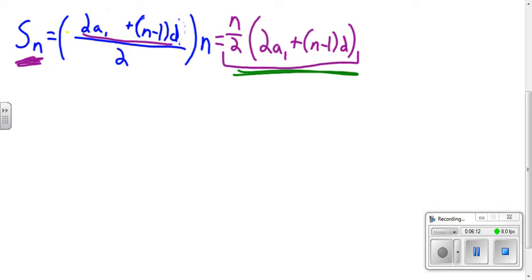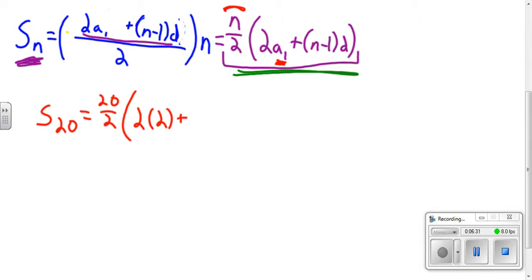So we would say that s sub 20, because we want the first 20 of them, equals n over 2, so 20 over 2 times 2a sub 1, well our first term was 2, plus, and there are 20 numbers, minus 1, and our difference is 2. Okay, so everything's plugged in.